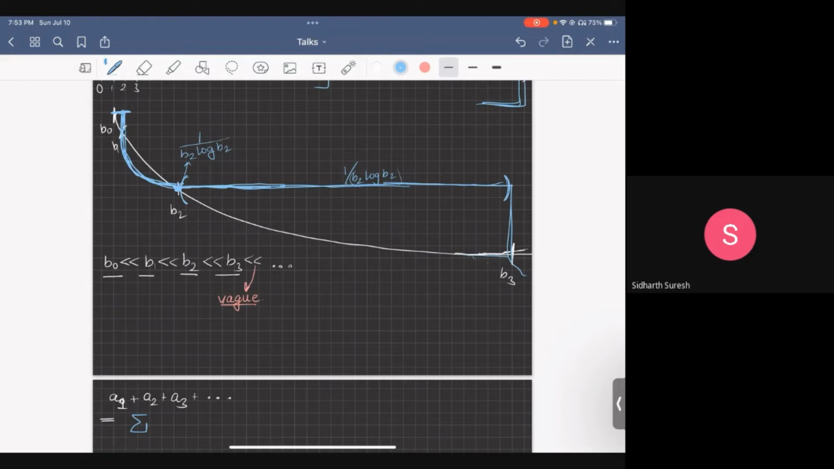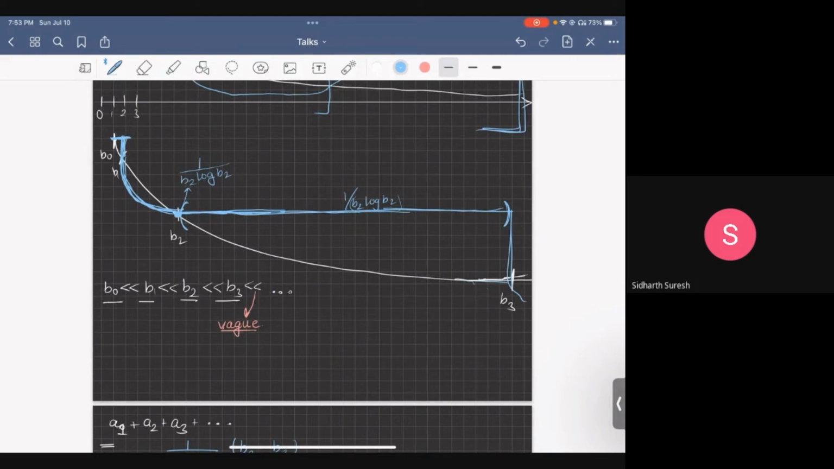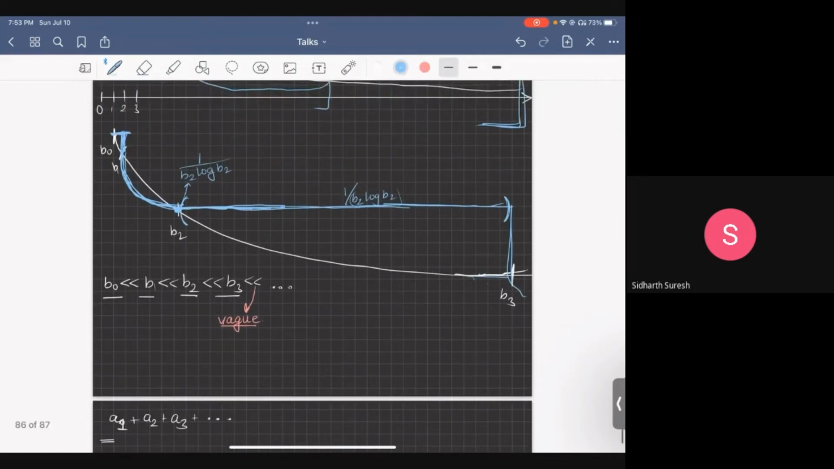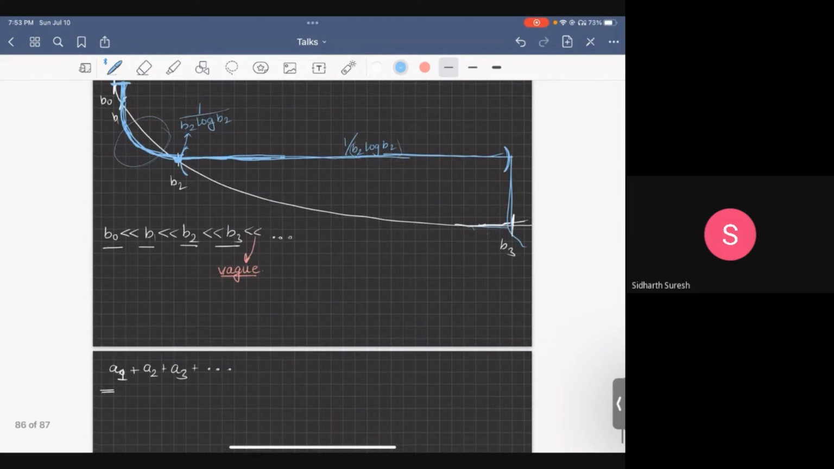B3 minus B2 by B2 log B2. Yes, so it's 1 over B2 log B2 for B3 minus B2 many terms, right? And then this thing is again B1 minus B0 times 1 over B0 log B0, that many terms. But we also have more things, right? We still have this, right? So this would be a convergent subsequence.